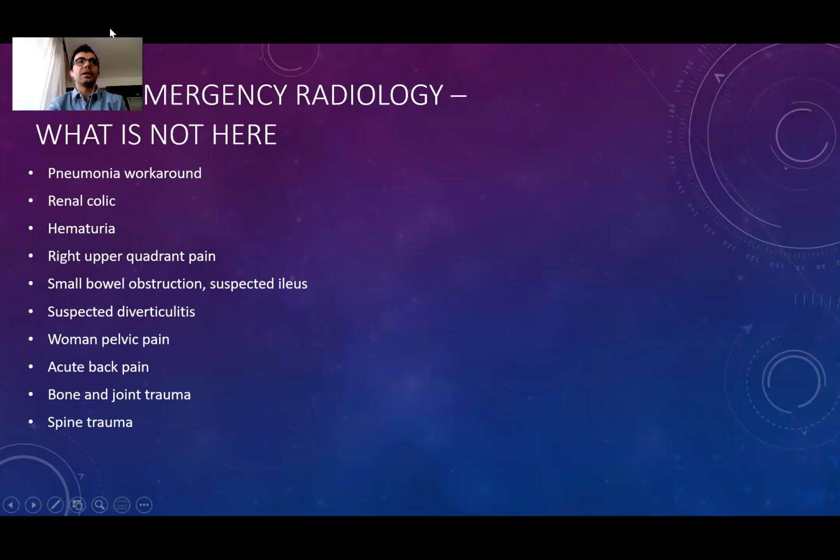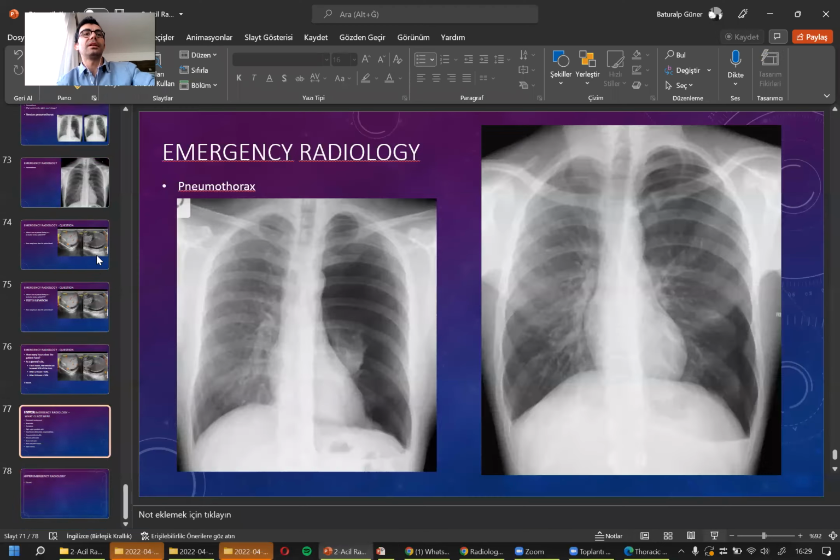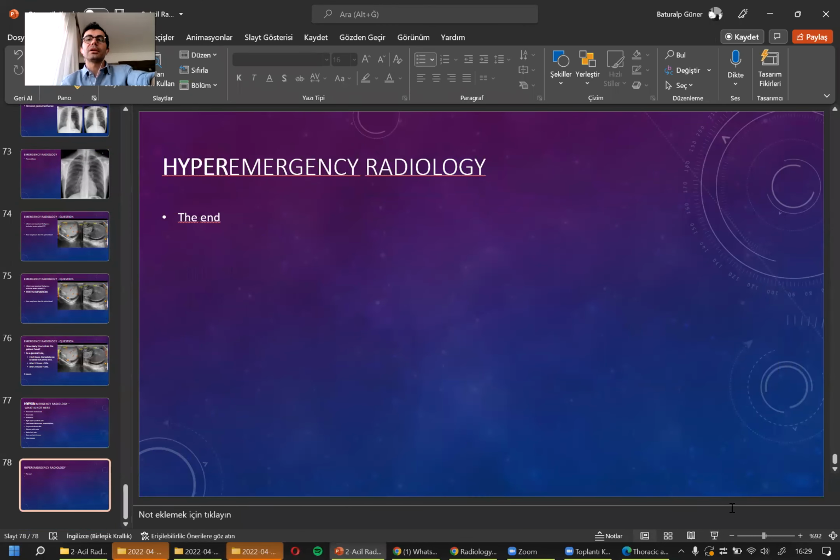That's pretty much what the hyper emergency radiology lecture was about. So you don't have a workaround for pneumonia here. You don't have any case for renal colic here. No hematuria. Nothing for right upper quadrant pain. There is nothing for bleeding, for example, because in a case of bleeding, you will be seeing the patient bleeding anyway. You cannot miss a case of gastrointestinal bleeding, for example. So I tried to make a brief emergency radiology lecture based on these hyper emergency cases that you can miss in your clinical practice.